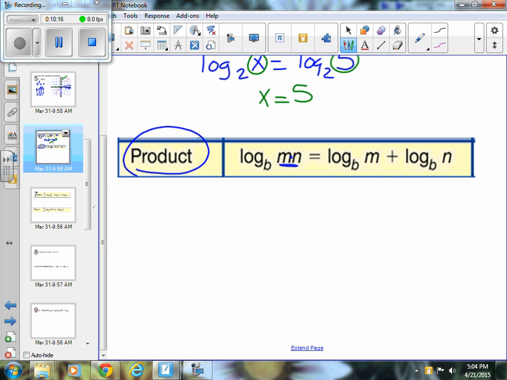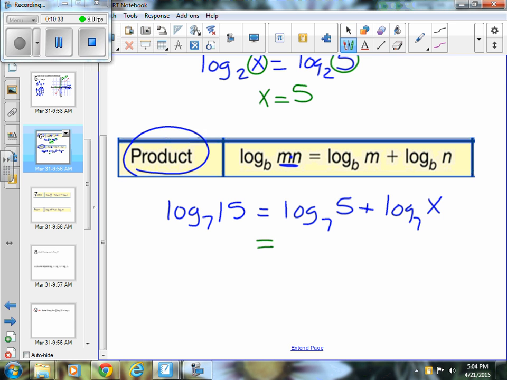Let me give you an example of something like that. So I have the log base 7 of 15 equals the log base 7 of 5 plus the log base 7 of x. Okay, so kind of working backwards, let's see what we've got going on here. On the one side of the equation, we have a sum of two logs, log base 7 of 5 plus log base 7 of x. We know from the property right above that that's equal to the log of the product of those two values. So I could write this as the log base 7 of 5 times x. That's using the property. So the sum of two logs is the log of the product.